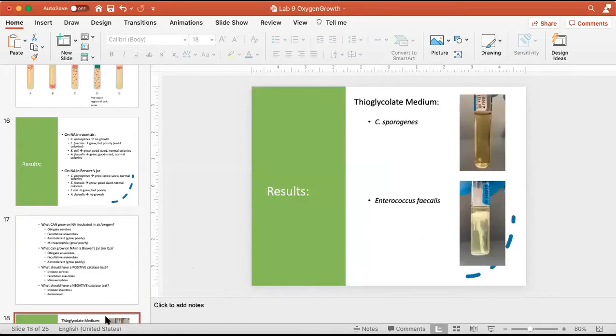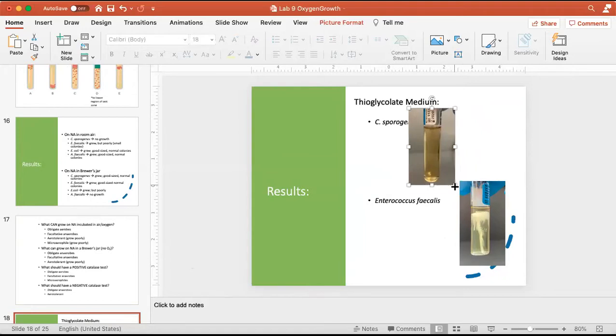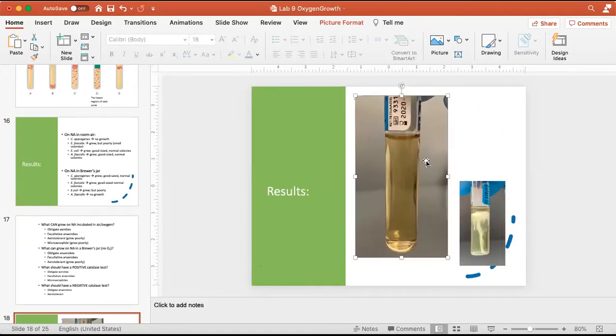All right. On the next couple of slides, we're going to look at the actual thioglycolate tubes. Here's the Clostridium tube. So remember, this tube is full of thioglycolate and also a little bit of agar. It does not have any indicator dye in it, so we can't see where the oxic zone is, but we can estimate that it's at about the top 1/5 of the tube.